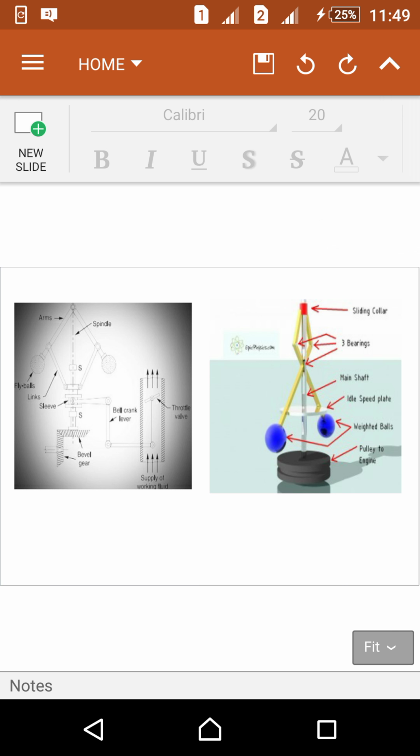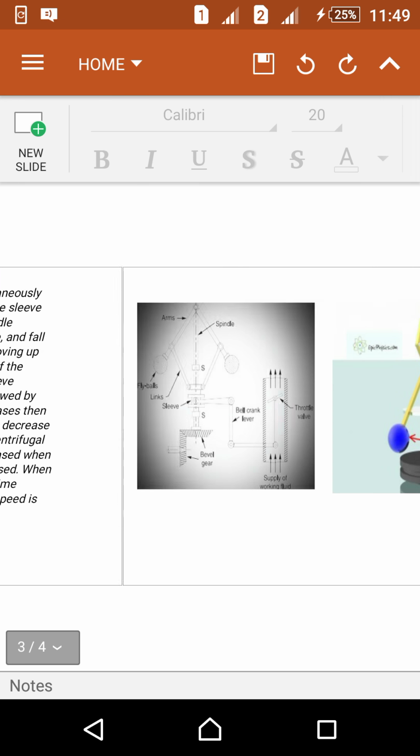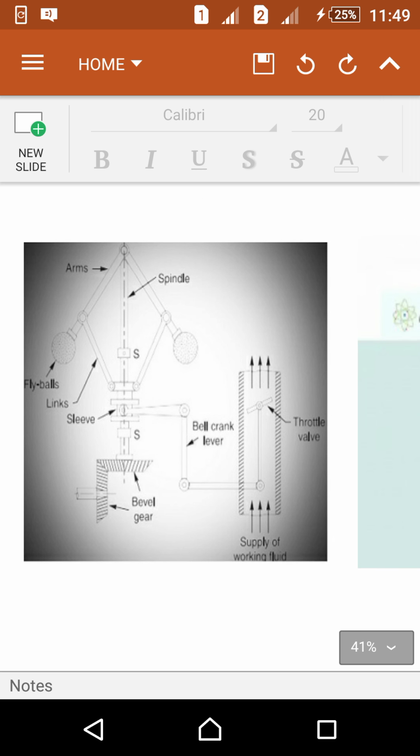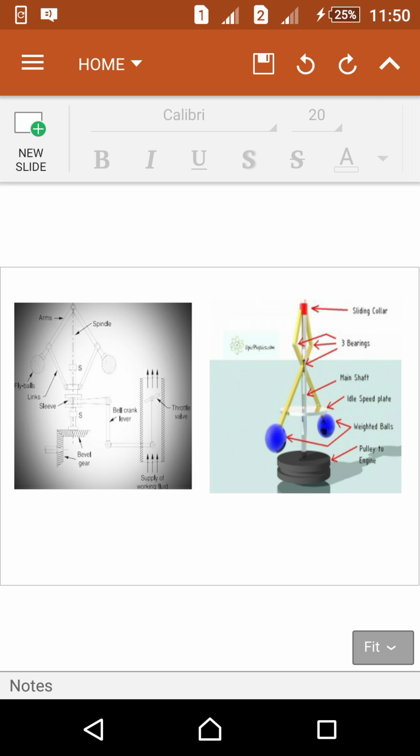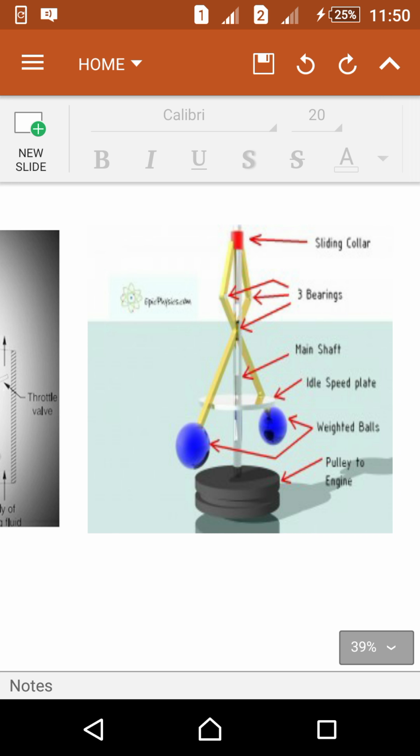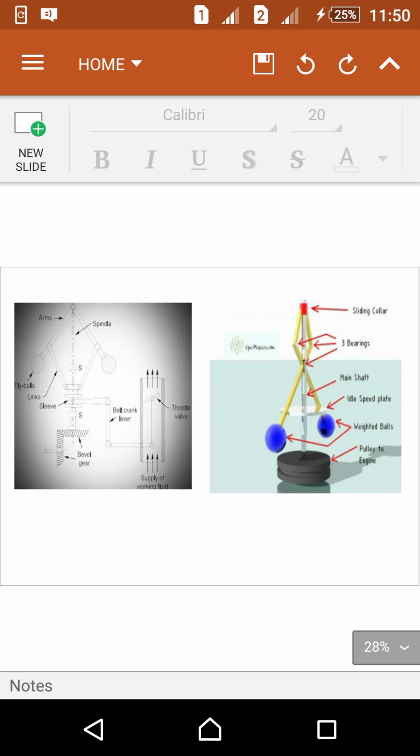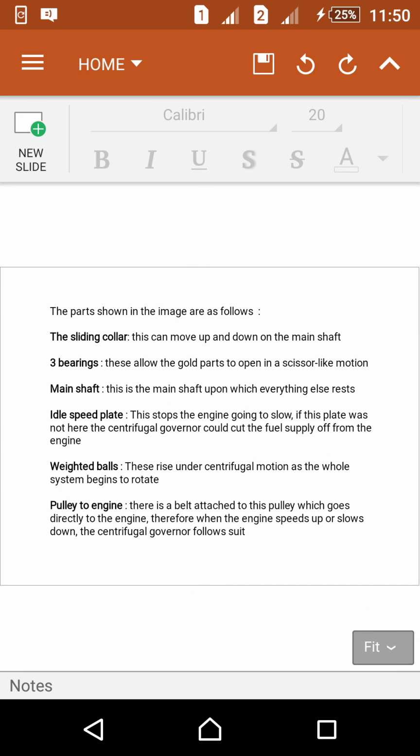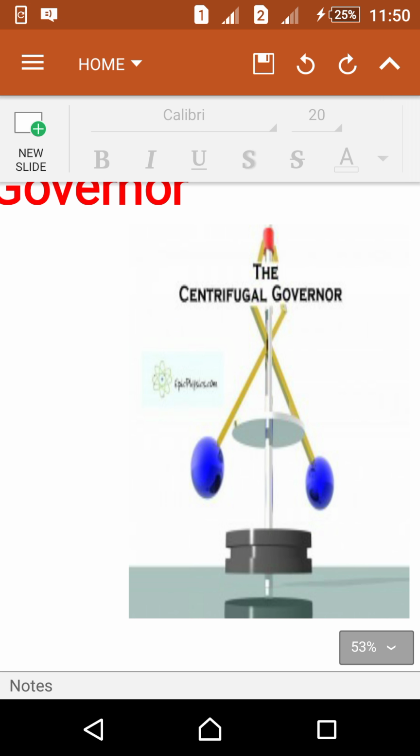This is the function of the centrifugal governor, and these are the schematic maps of the centrifugal governors, and this is the motion picture as per mechanical. This is very useful for us. There are six main parts in the centrifugal governor. These are the functions of each part which we have discussed, and this is the schematic map of the centrifugal governor.